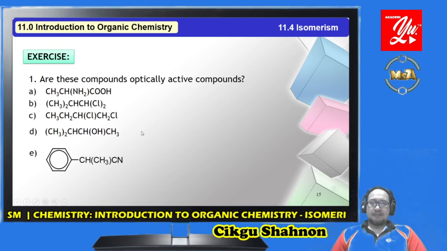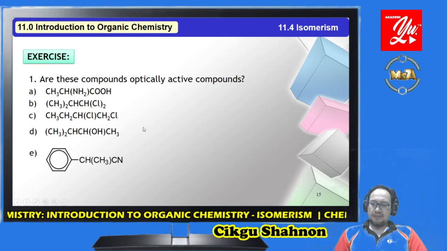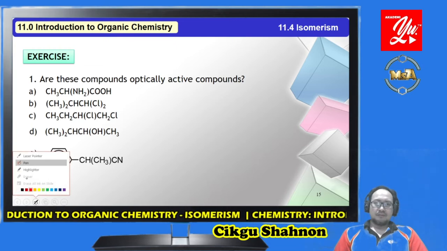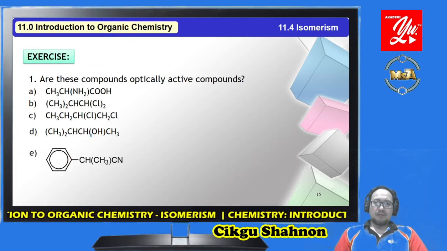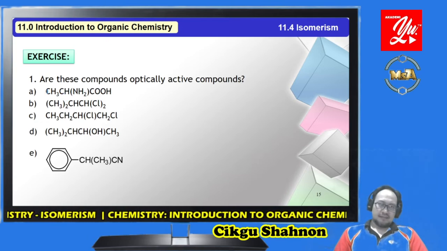Okay, now we have an exercise here. This compound is an optically active compound. Look at this. As usual, I will change it to bold. Okay, now it's bold already. First we try to find the chirality center. This carbon is not a chirality center because this carbon is attached to 3 H.